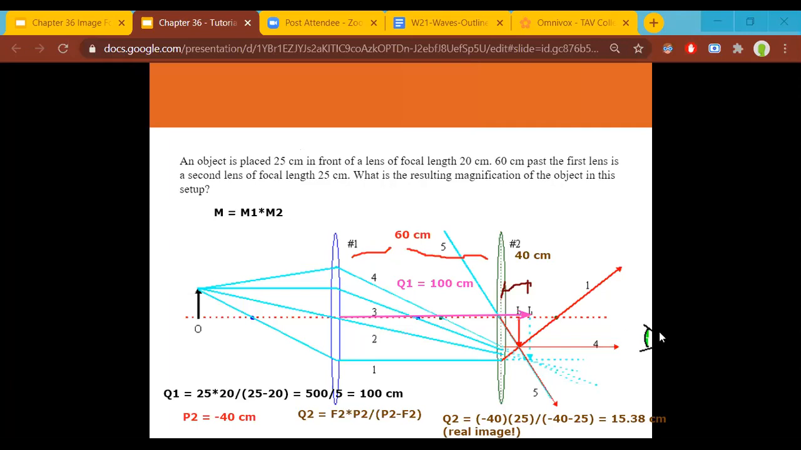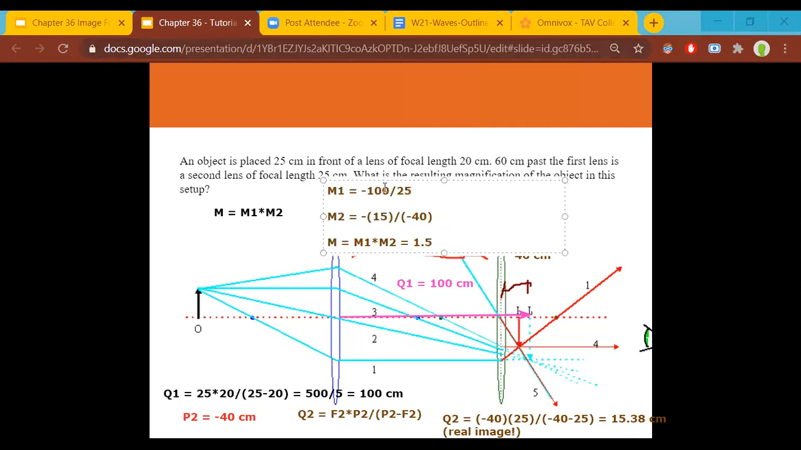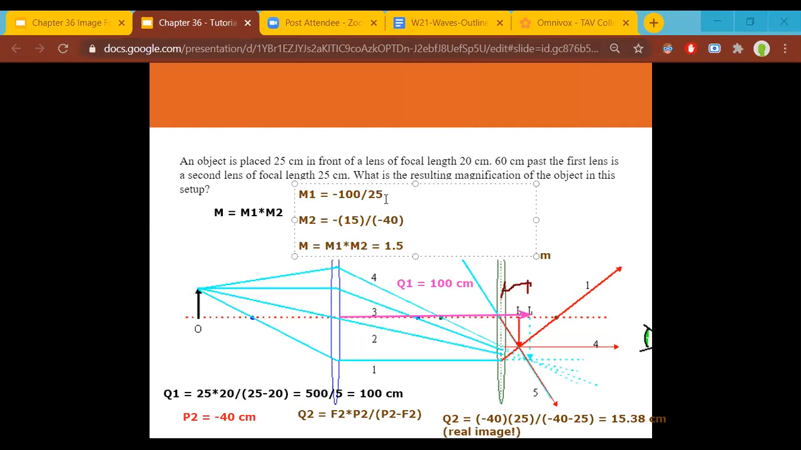So the magnification of the first lens is the image distance 100 divided by the object distance being 25. So you would get about negative 4 for that.